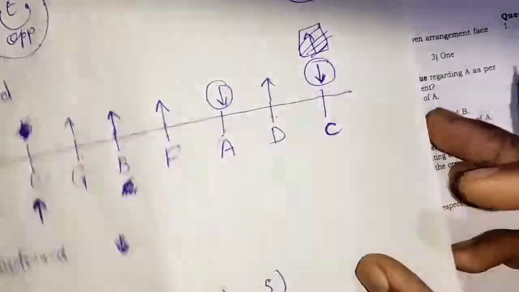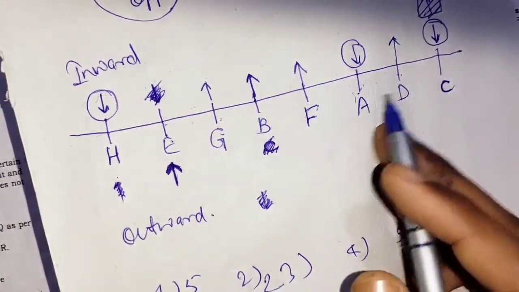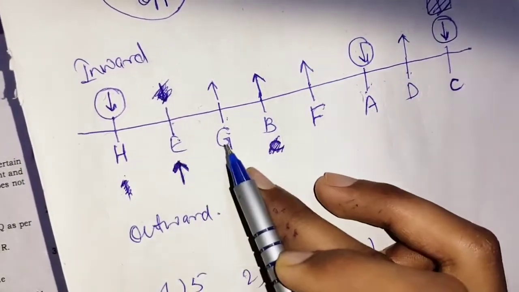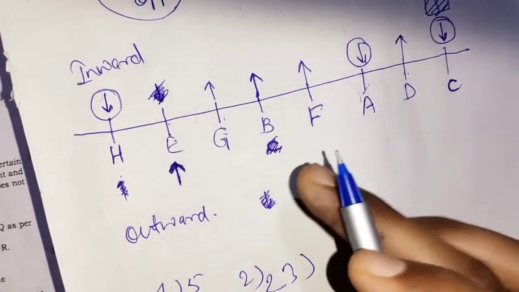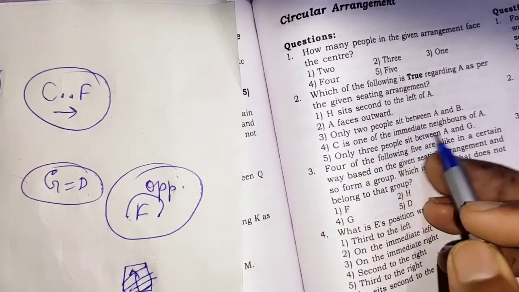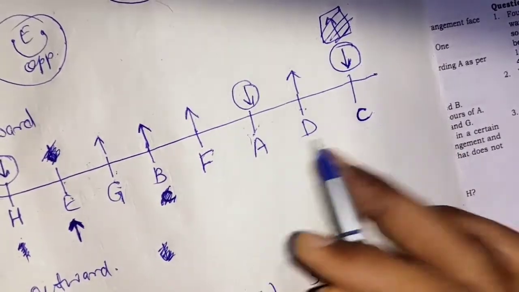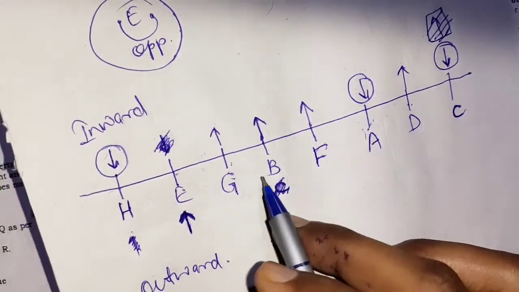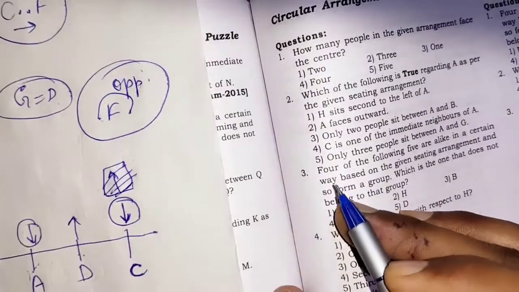Only 2 people sit between A and B. No, 1 person is sitting between A and B. And if we count this way also, 1 2 3 4 5, from the other side 5 persons are sitting between A and B, and from one side 1 person is sitting. So this is also wrong. C is one of the immediate neighbors of A. No, there is 1 person's gap between A and C, so they are not immediate neighbors. And only 3 people sit between A and G. 3 people? No, 1 person, 2 person. Only 2 persons are sitting between A and G, so only 2 is correct.